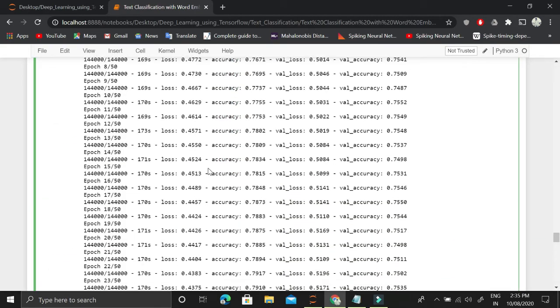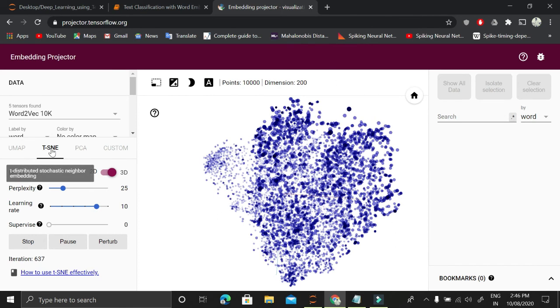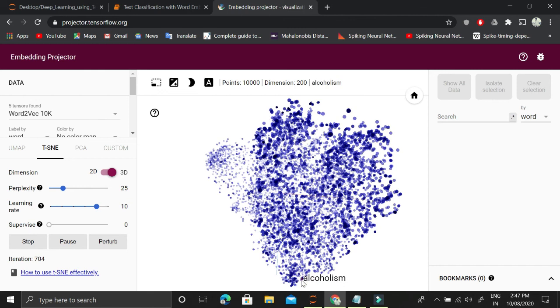Let me show you the vectors in the projector. Okay, so this is basically Word2Vec 10k words, and we have these embeddings of 200 dimensions, and this is basically the t-SNE algorithm, t-distributed stochastic neighbor embedding. In a way, we have done it to just visualize the words. So consider we are looking at this word, and this word is infectious, and close to it are disease, diagnosed, complications, and all of the medical words, depression, immune and acute, and drugs and alcoholism, all of them are close together.